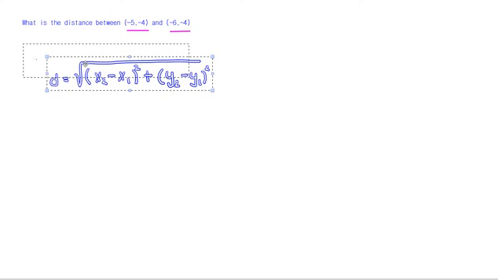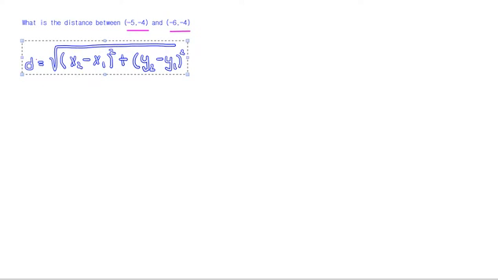The distance formula is like this. D stands for distance, and it should be equal to the square root of (x2 minus x1) squared plus (y2 minus y1) squared. We need to remember x2 and y2 are the coordinates, and x1 and y1 are also the coordinates of some particular point. So let's apply this distance formula to this question right over here.